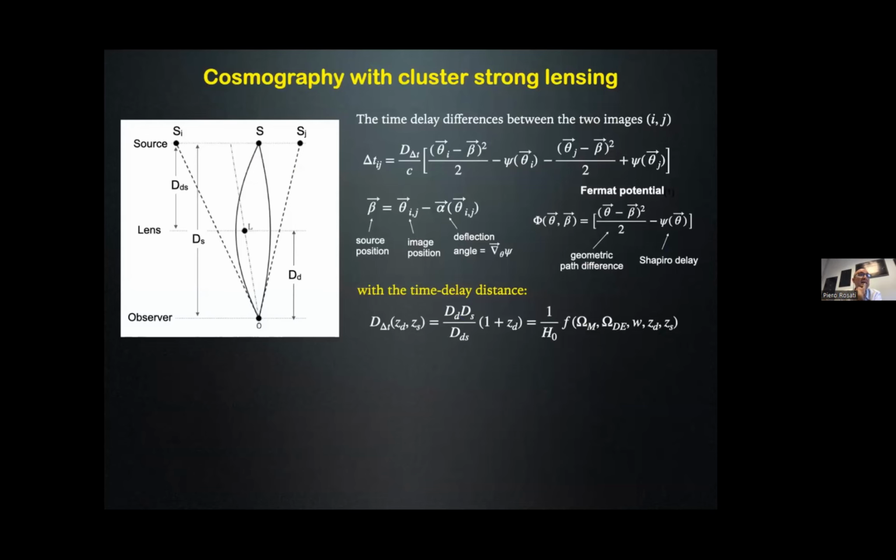Now let's move to a new field, which was again opened by these high precision models: the extension of time delay cosmographic measurements to clusters. This is a field which is well developed on galaxy scales. Just to remind you how it works, you have to be lucky that you have a source projected just behind, very close to the cores of one of these big lenses.